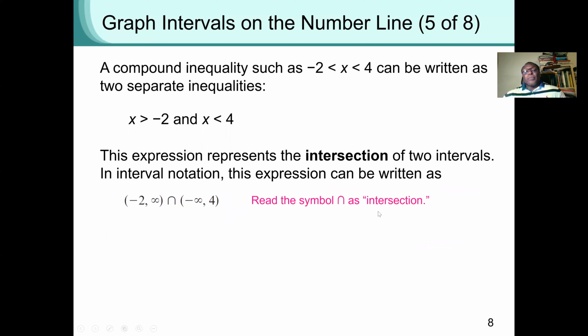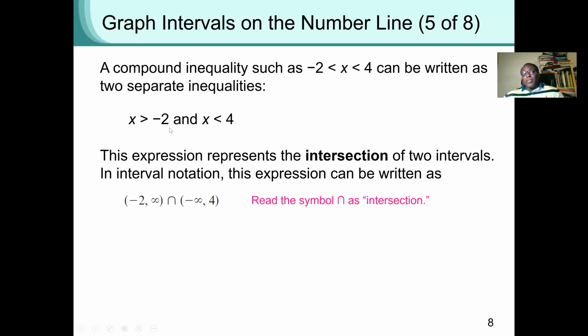Also, we have a compound inequality. An example would be, the reason why it's called compound, instead of the previous example, where we had s is greater than 4, s is less than 4, or s is greater than or equal to 4, etc. But we can also have a compound inequality. Here we say s is less than 4, but it's greater than negative 2.